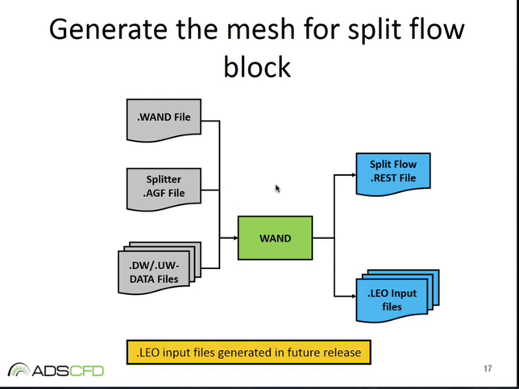To fully generate the mesh, now that we have all of our geometry and prerequisites satisfied, we need to make sure our WAND file, splitter AGF file, and our downwind and upwind data files are all in the proper directory when we run WAND. Running WAND should produce a split flow restart file, as well as possibly some .leo input files. Currently, the .leo input files are not automatically generated, but they will be in a future release.